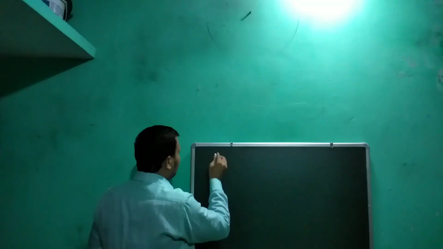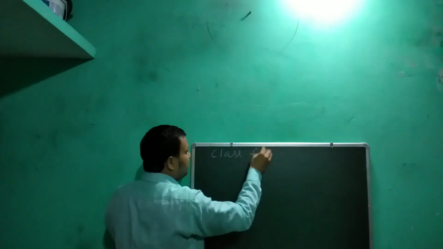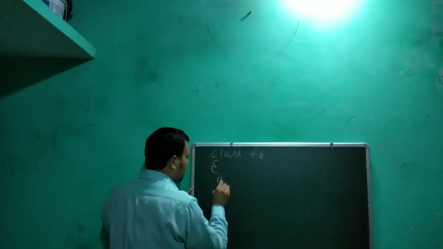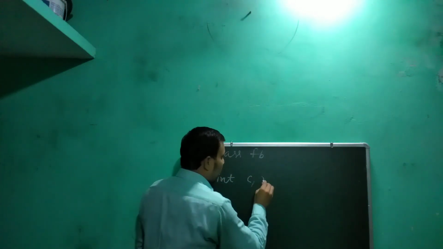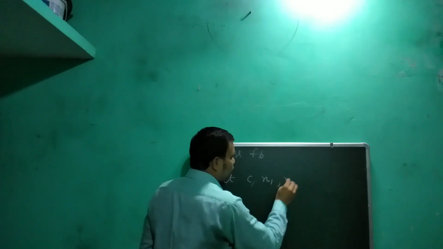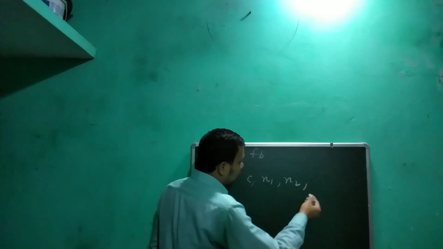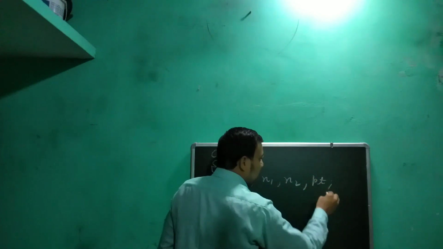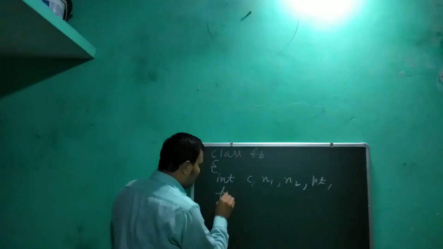Let's see the code. Let's write a class here. For Fibonacci series we can take FB. What are the variables required? For a counter we will take C. For N1 and N2, two numbers, and one for storing the previous total. Let's take PT for previous total. So these are some requirements for us. Let's run a for loop for that.